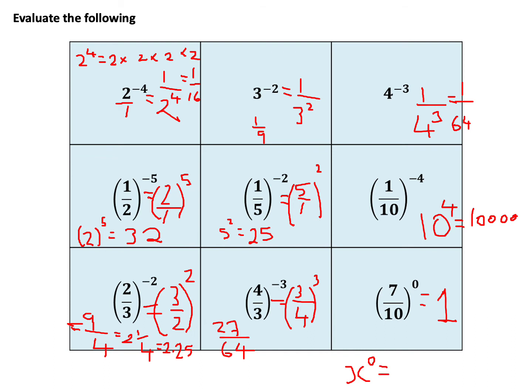10 to the 0 is 1. A billion to the power of 0 is 1. Okay, minus 1 to the power of 0 is 1. Any number to the power of 0 is 1, with the exception of 0. Okay, so 0 to the power of 0 is just undefined.